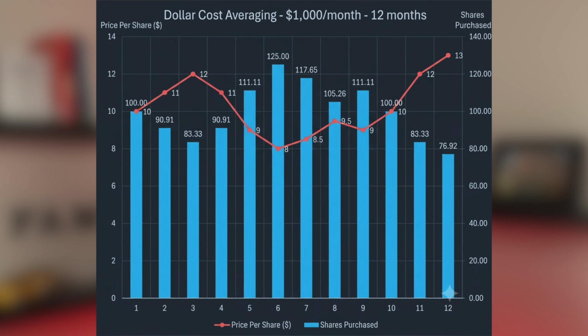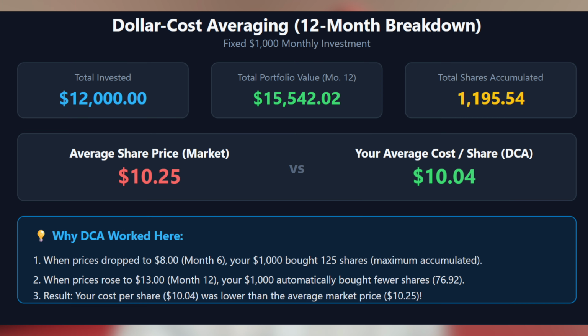Well, with that $12,000, we put in some random prices here. And at the end of 12 months, you've accumulated 1,195.54 shares. And in our example, the share price ended at $13 a share. So those shares were worth $15,542.02. So just as an example, that actually grew, not because of the dollar cost averaging, just because the share price went up.